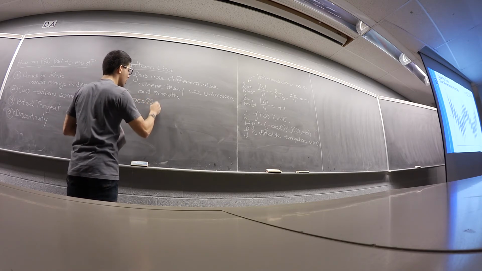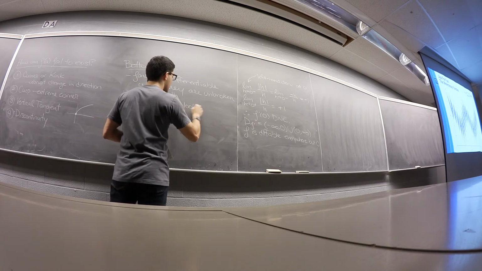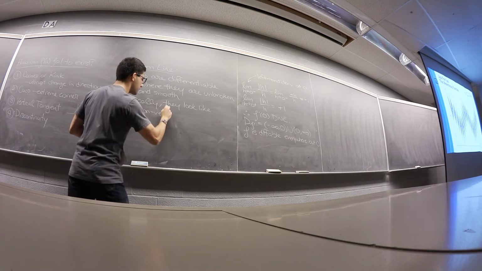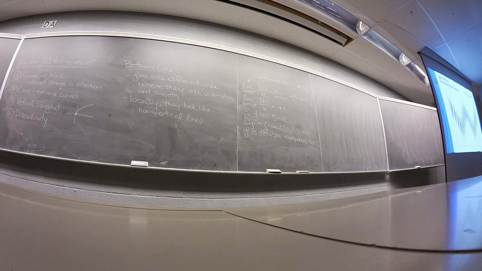Locally, or in other words, zoomed in, they look like non-vertical lines. Functions are differentiable where they are unbroken and smooth, and locally, or zoomed in, they look like non-vertical lines. And you can look at any of these points and you'll see that you've either got a break or a lack of smoothness, and if you zoom in, it won't straighten out to a line. There's a problem, and you can't draw a decent tangent.